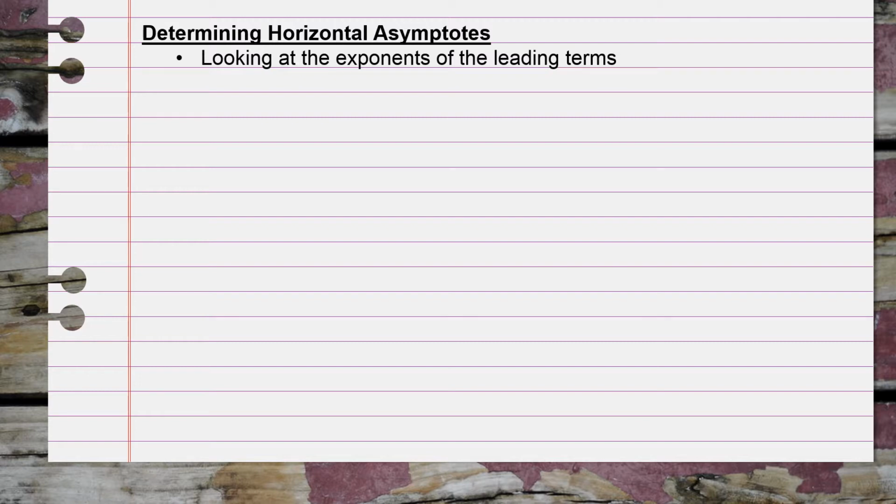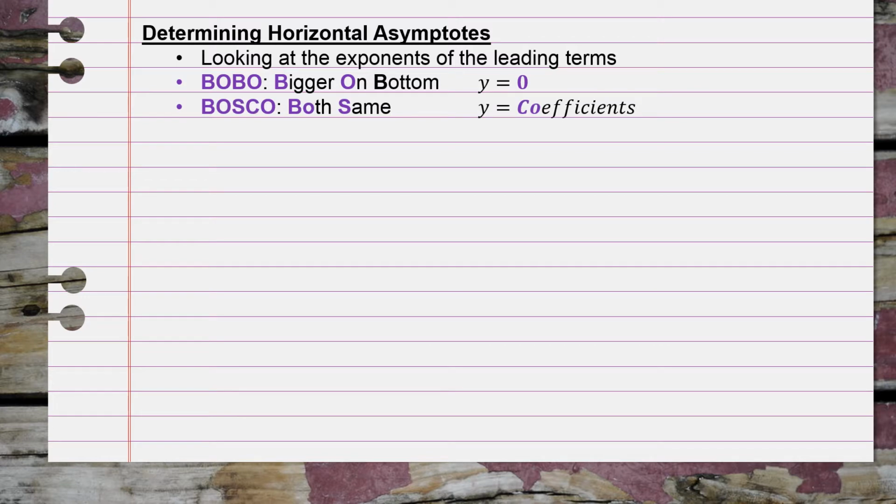As a helpful hint to remember the rules, here's what I've come up with. Bobo lets you know that the degree is bigger on the bottom, and if so, it'll be of the form y equals 0. Bosco means that the degrees are both the same, which means the horizontal asymptote will be of the form y equals the ratio of the coefficients.